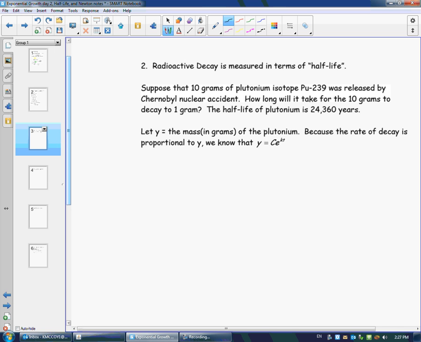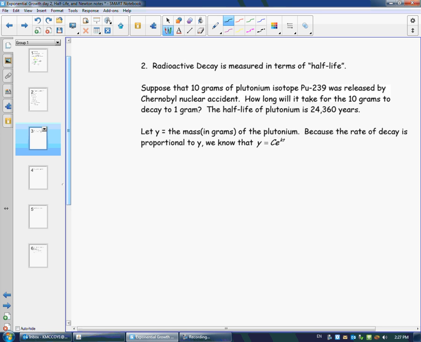You guys weren't even born yet, so you may not know about that stuff yet, unless you've taken some world history. How long is it going to take for the 10 grams to decay to 1 gram if the half-life of plutonium is 24,360 years? That's a long time. Plutonium lasts forever. So what that says is 24,360 years from now, however much plutonium I start with, it's going to be half of that amount.